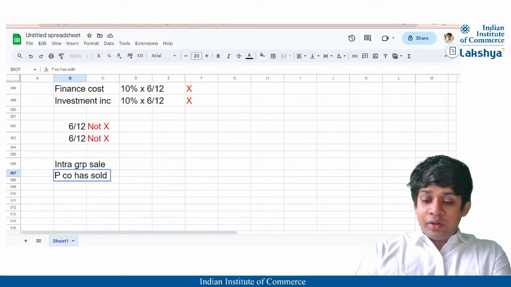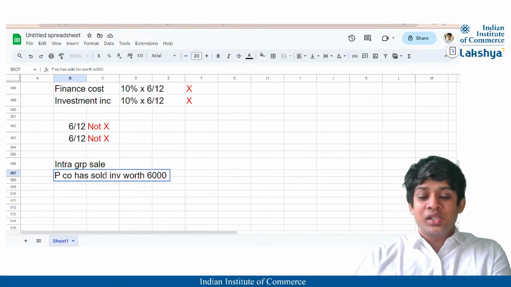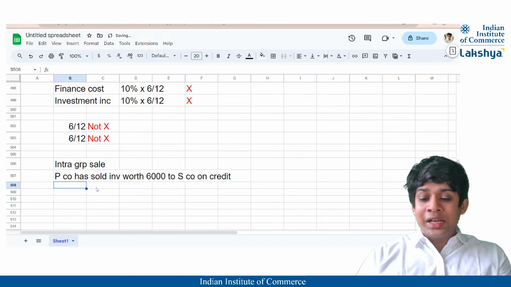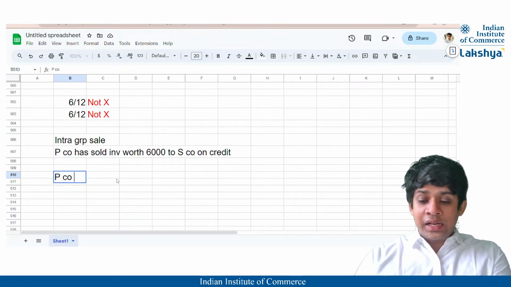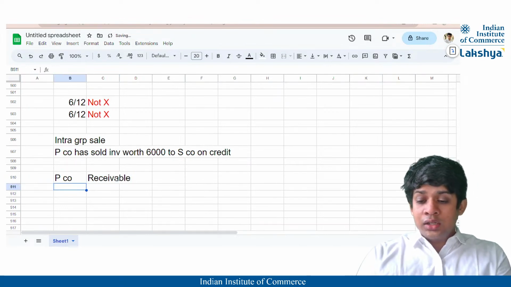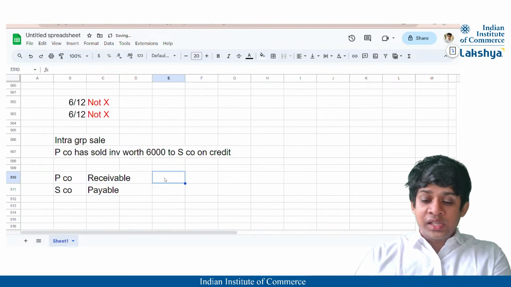Sorry, inventory, I'll just write inventory worth 6,000. Because it is an inventory sale, I think this wording will be more clear, right? 6,000 to the subsidiary company, on credit. So that means the subsidiary company owes $6,000 to the parent company, correct? So the parent company will recognize a receivable, whereas the subsidiary company will recognize a payable of 6,000 each.